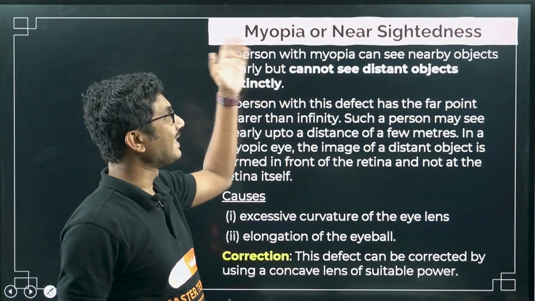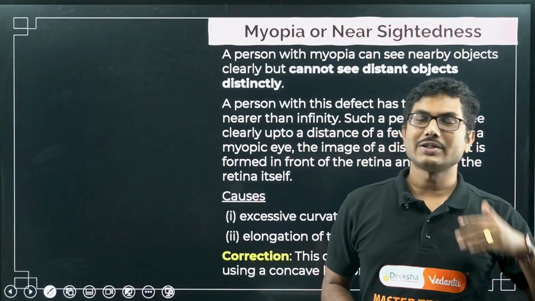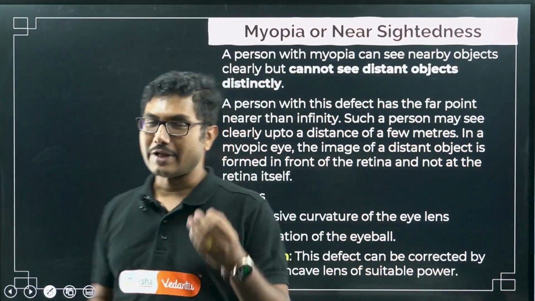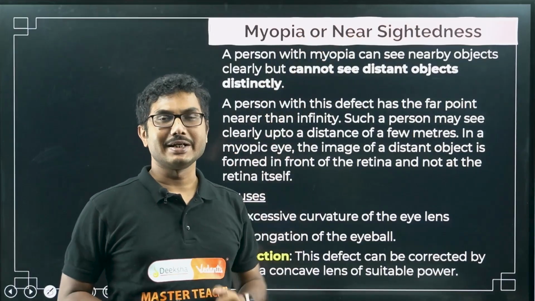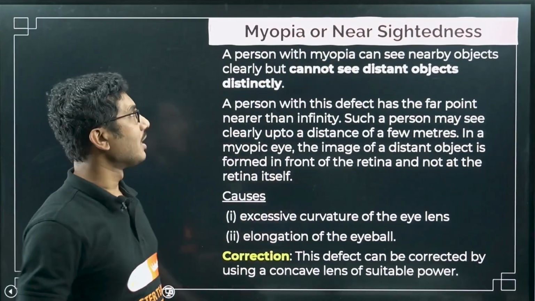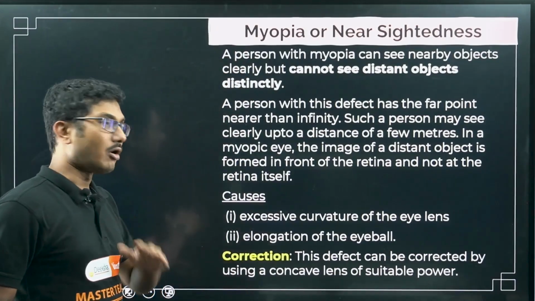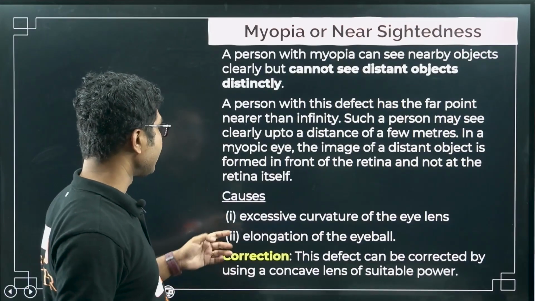Nearsightedness means that you can see objects which are near to you, but you cannot see objects which are far from you. That's why it is called myopia. Now, what are the possible causes for this? Let us discuss the causes.